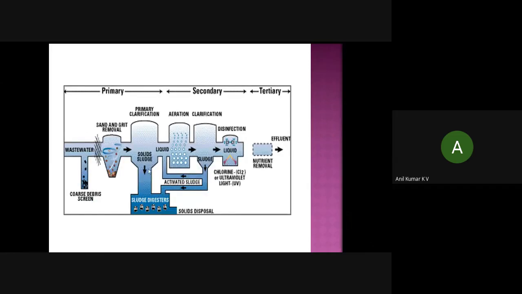This is about the whole treatment of sewage: primary, secondary, and tertiary. The primary treatment is called the physical method. The secondary treatment is called the biological method. The tertiary treatment is called the chemical method. In this way, we can remove the impurities from sewage water.